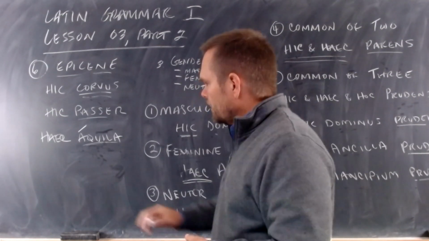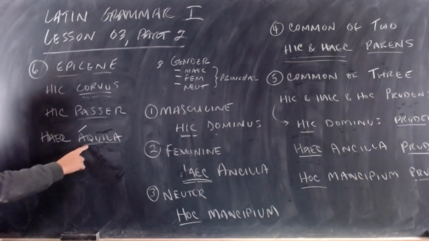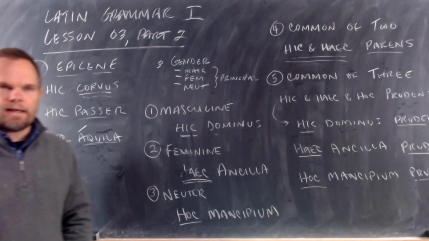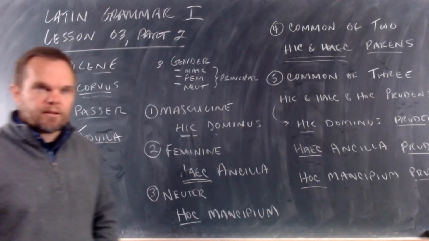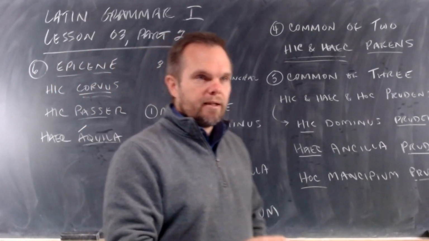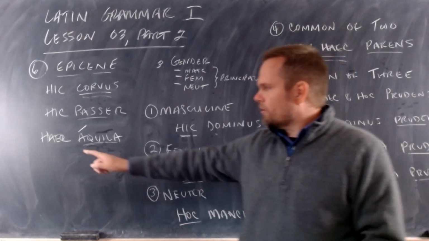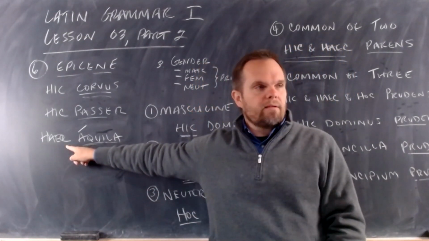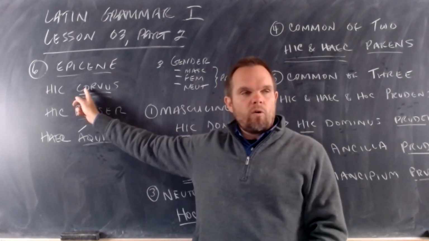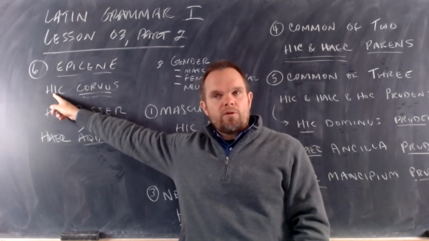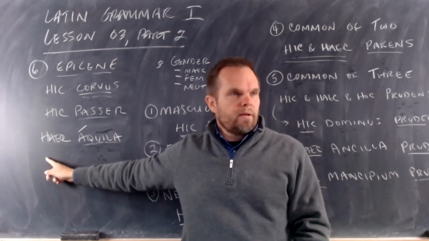All right? The example we have here, haec aquila. Aquila means eagle in Latin. So you have a male eagle and a female eagle, right? But both of them are referred to with the feminine pronoun haec. So it's different. For corvus, for crow, they're both referred to with hic. For aquila, they're both referred to with haec.